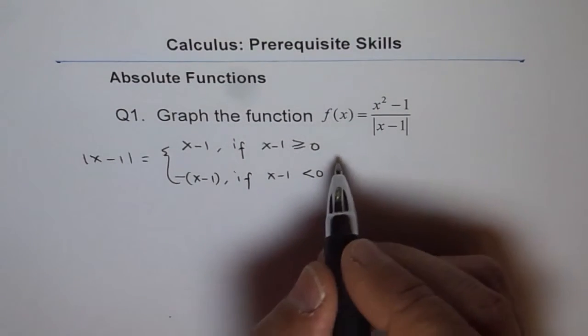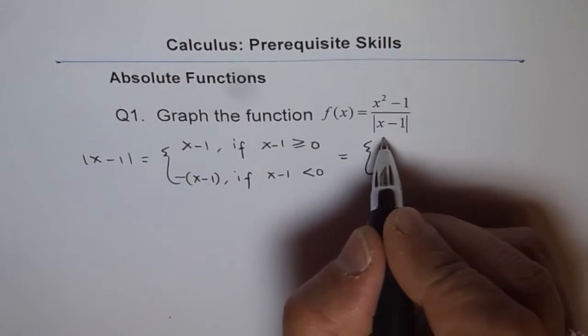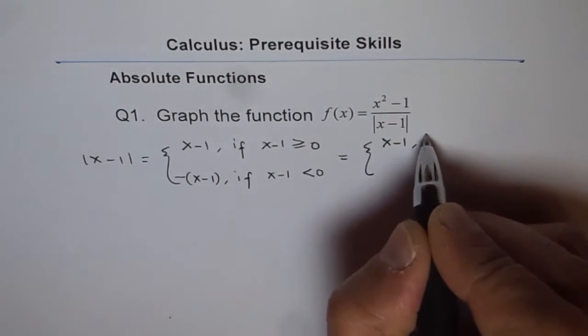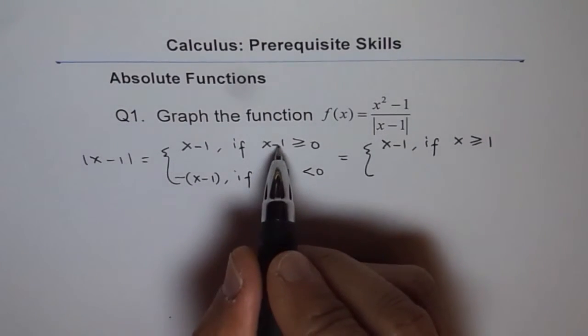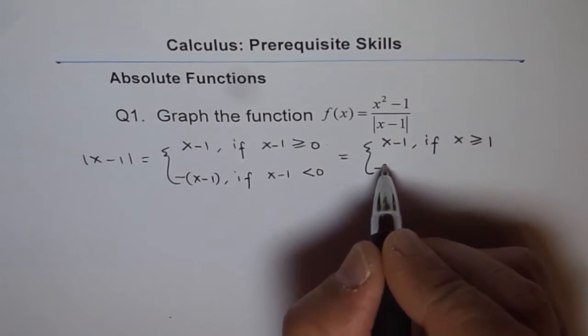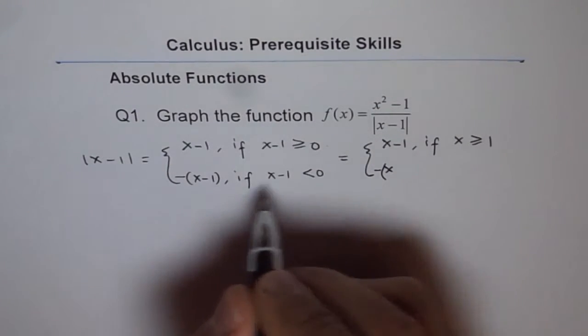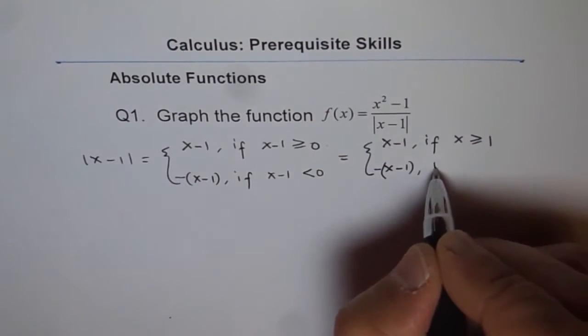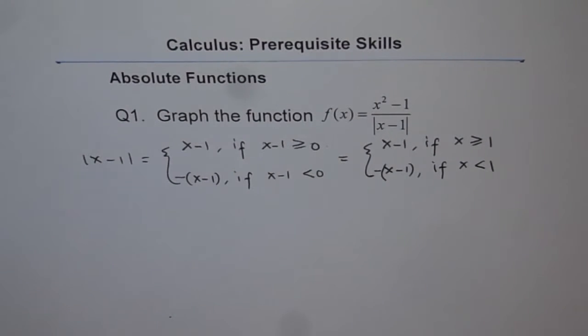Or we can write this as it is equal to x minus 1 if x is greater than or equal to 1, right? Bringing this minus 1 on the right side. Or we can open this bracket and say minus x minus 1, if x is less than 1. So that is how we define our absolute function.